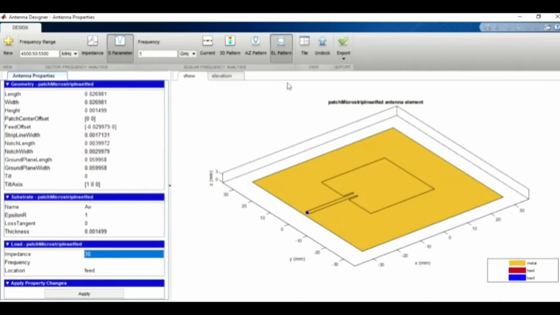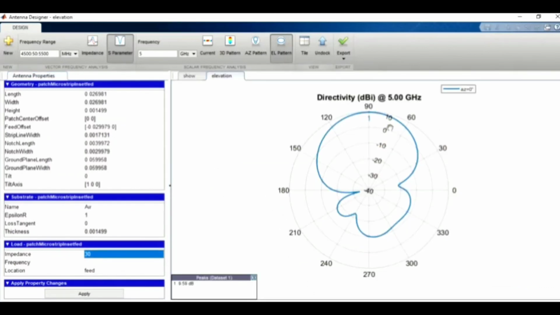Next, I will illustrate the elevation pattern. From this elevation radiation pattern, the stronger beamwidth, which is at 90 degrees, has a gain peak of 9.59 dB. Besides that, the gain of negative 17.35 dB at 180 degrees shows the null is low compared to the microstrip patch antenna.